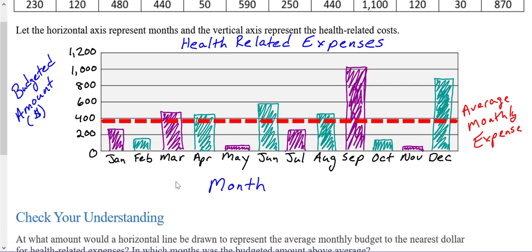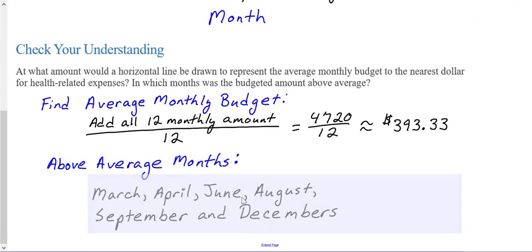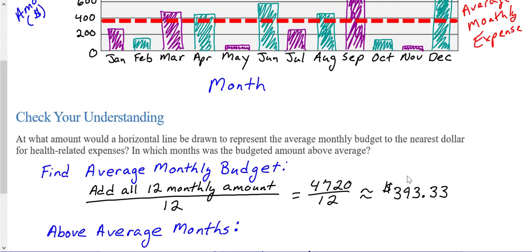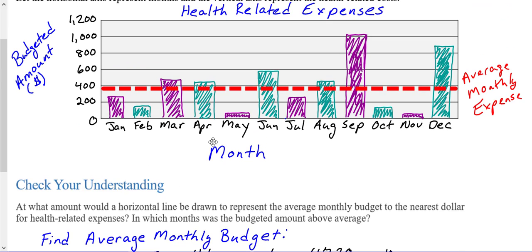Now if we look at this bar graph, we can see there are a few months that are typically above the average. March is above the line, April, June, August, September, and December. So what this helps us to understand is that on these months where we're not quite meeting the average monthly expense amount, those are the months that we need to save more money so that we could cover the higher expenses on those 6 months that are above the line.